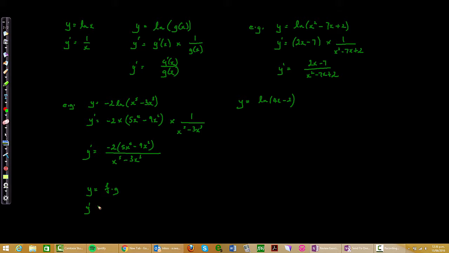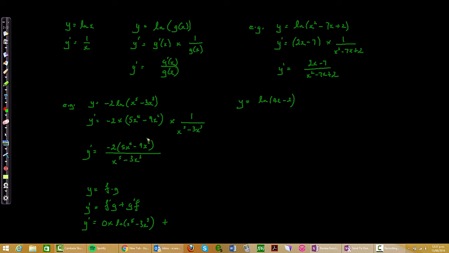Remember this? f dash g plus g dash f. So if you treated -2 like function f and this natural log like function g, what you'd end up doing is saying, right, well, the derivative of -2 is 0 times whatever g is, that natural log of x to the power of 5 minus 3x cubed, which is just going to be 0, of course, plus the derivative of the natural log, which we've just done here, this part.